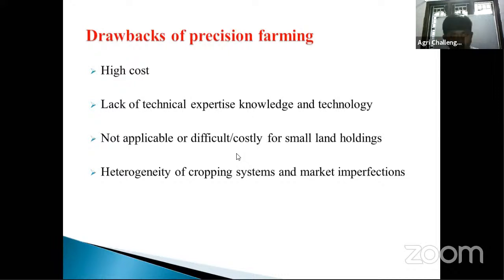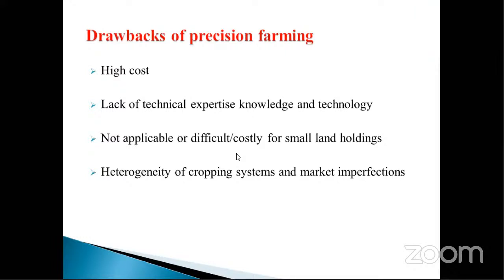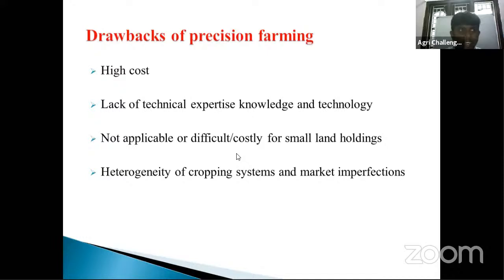Then, what is next? Lack of technical expertise. Technicians, technical expertise, subject matter specialists. Lack of technical expertise is there. If there is no expert to handle that equipment or technology, then it is of no use. Then, it is not applicable, or difficult or costly, for small land holdings.